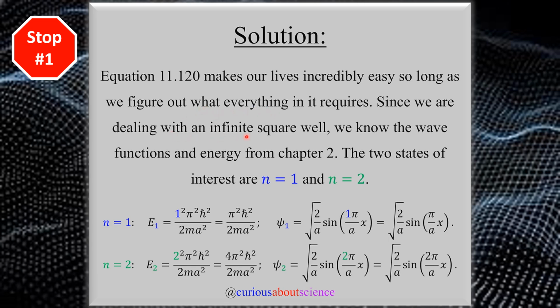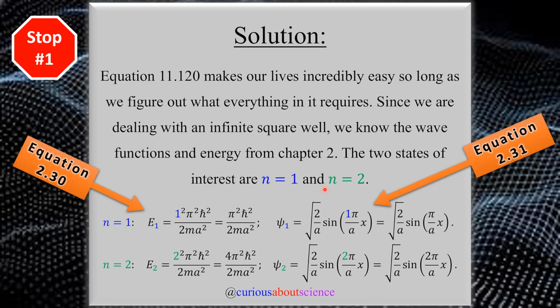Since we're dealing with the infinite square well, we know that the wave functions and energy are from chapter 2. And the two states of interest are n=1 because we start in the ground state, and n=2 because we were asked for the probability of going to E2. Both of these came from chapter 2, 2.30 and 2.31 respectively. And then we just plug in the end state and simplify down. Nothing too crazy yet. Now we can go on to putting these into the forms that we need to calculate the quantities from 11.120.